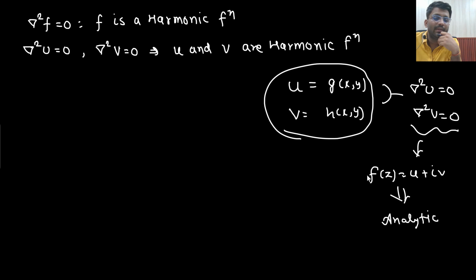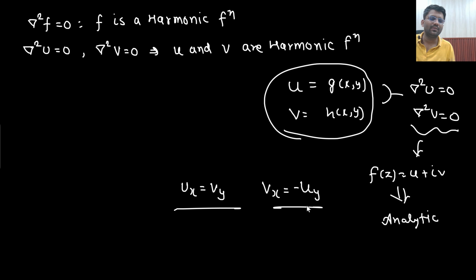No. Because what is the property of an analytic function? The property of an analytic function is that ux should be equal to vy and vx should be equal to minus uy. This is the property, no? Look, I can take any random function, and make both of the Laplacians equal to 0. But will it make sure that this guy and this guy will be equal? No, right?